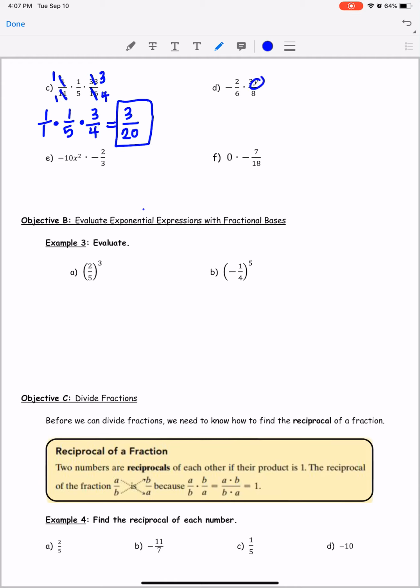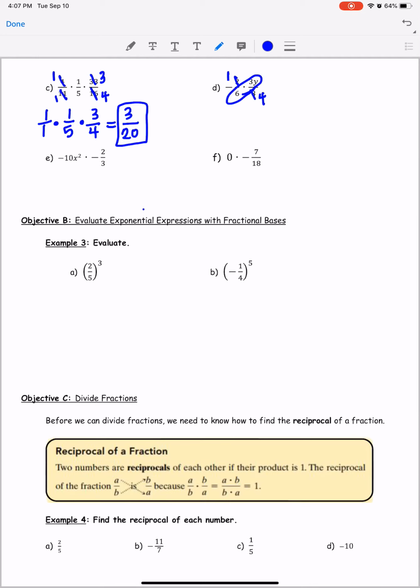Okay, now even though this one has a variable, it's still the same thing, so don't let that trip you up. So go diagonally. 2 and 8 can be divided by 2. So 2 divided by 2 is 1. 8 divided by 2 is 4.